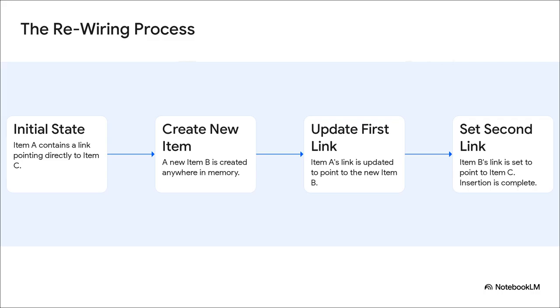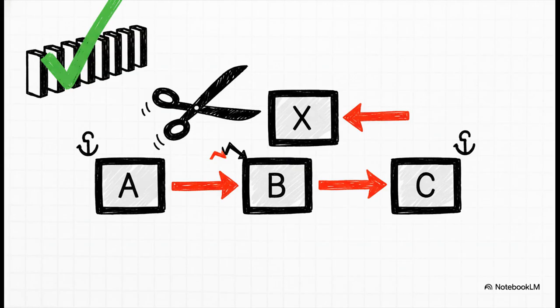The chain is relinked. Did you catch that? We didn't have to move item C at all, or D or E or anything that came after it. No massive domino effect, no billions of operations. We just changed two tiny little pointers. It is an unbelievably efficient way to add or remove things from a list.